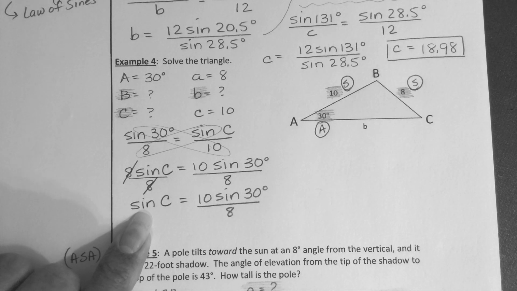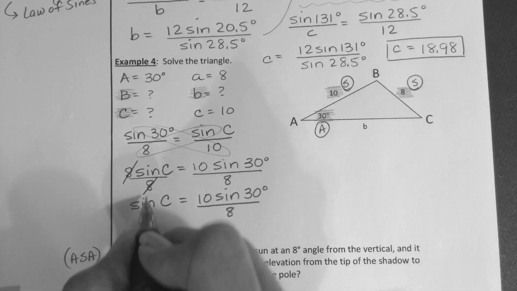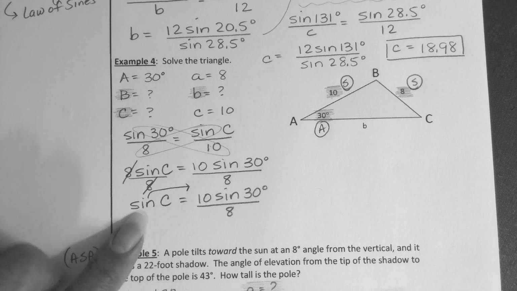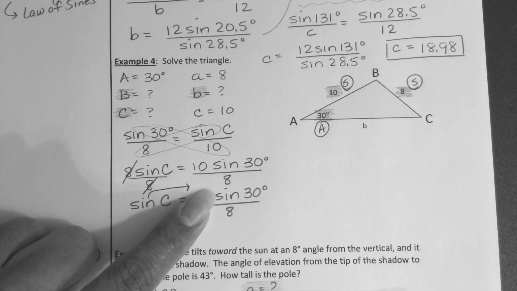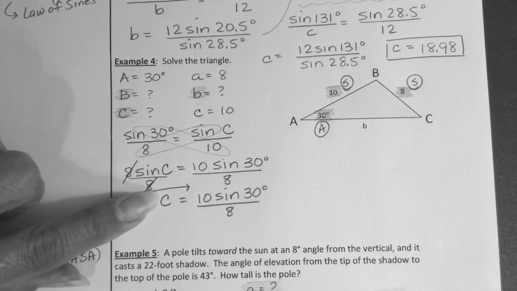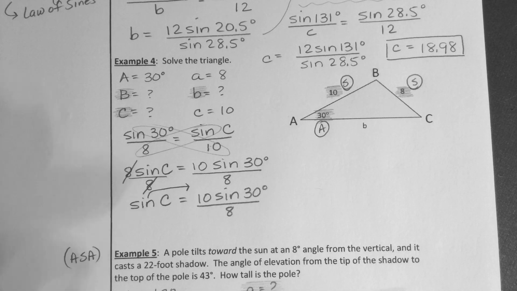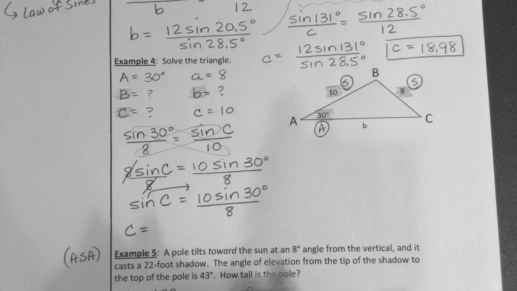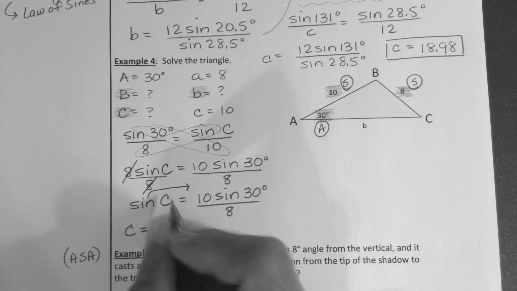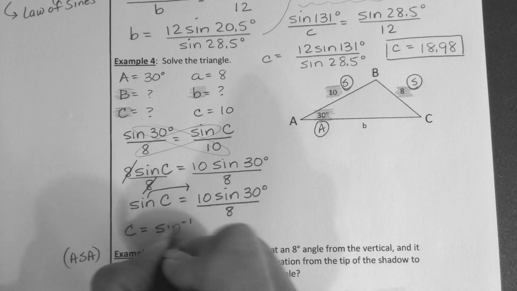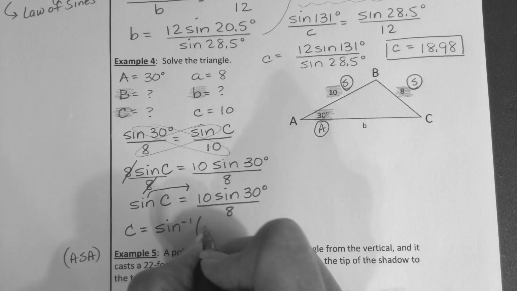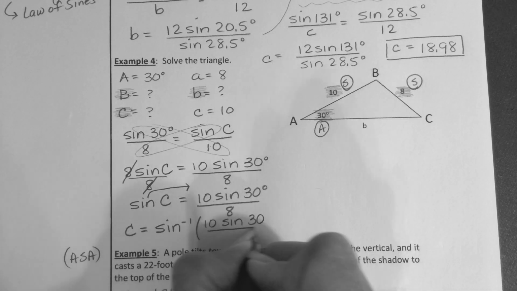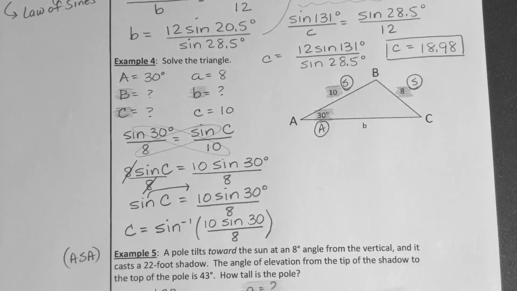If you recall from last semester, in essence, let's pretend we can actually say this, but you can't, that you're moving the sine over to the other side. That's not really the case. What you're doing is you need to get rid of this sine by taking the sine inverse of both sides. So the capital C will only be isolated when you take the sine inverse on both sides. And so I'm taking the sine inverse, or the arc sine, of 10 sine 30 over 8. And you will type that entire thing in one shot.